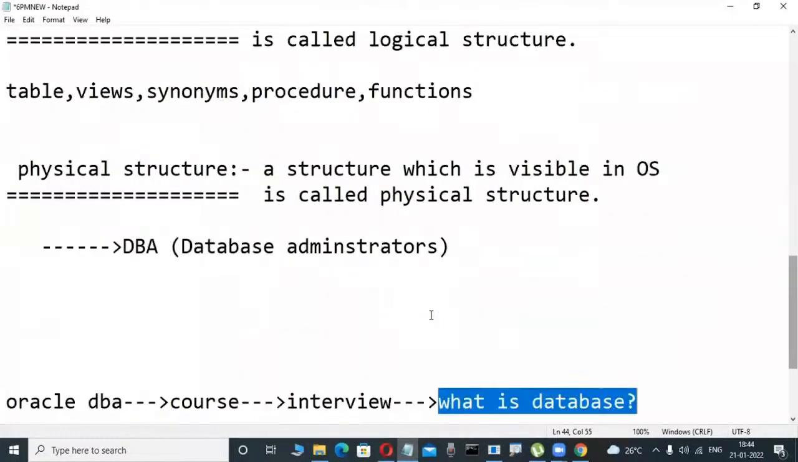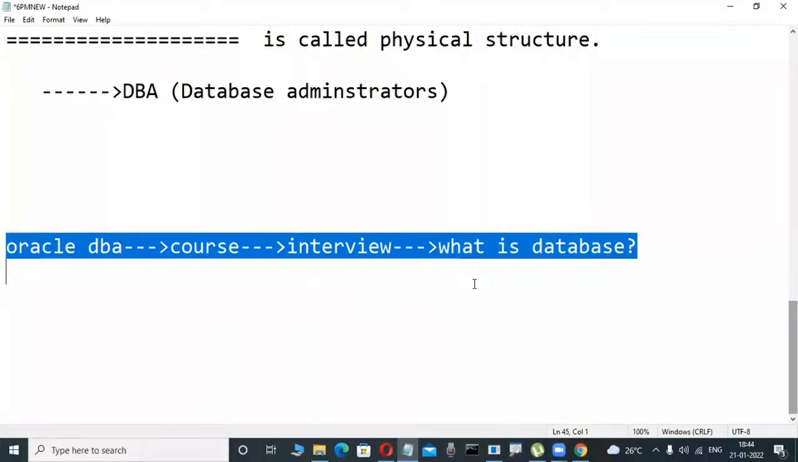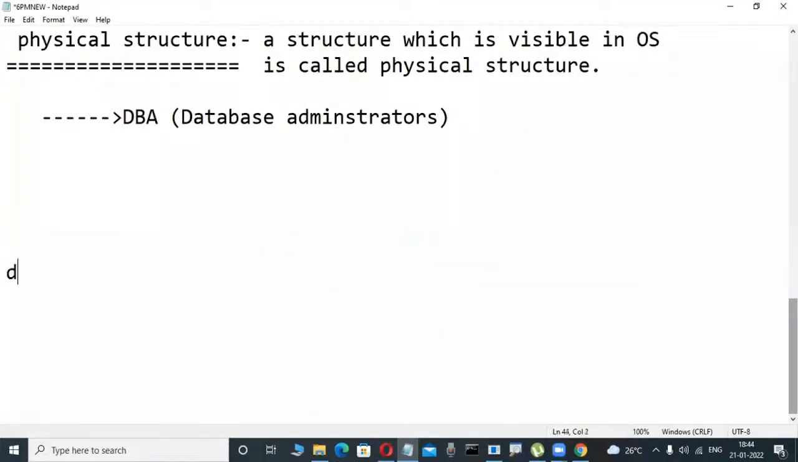Suppose I'm a developer, not an administrator, for example. Now I'm a Java developer, SQL developer, PLSQL developer, Python developer, like that. These developers are attending an interview. What is database? For example, generally they are asking this.